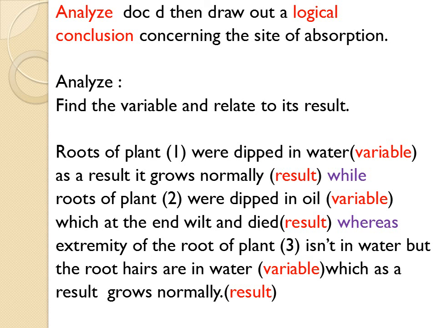Whereas extremity of the root of plant 3 isn't in water, but the root hairs are in water. This is the variable which as a result grows normally. So we linked plant 2 and plant 3 by using the word whereas. They are transitional words. While, whereas, they are very important. So how do we answer the action verb analyze? Here we only write what we see, meaning we put the variable and the result. We don't use the word because, and we don't say why. I only say the variable and the result. But when I move to plant 2 or experiment 2, I use the word while or whereas.